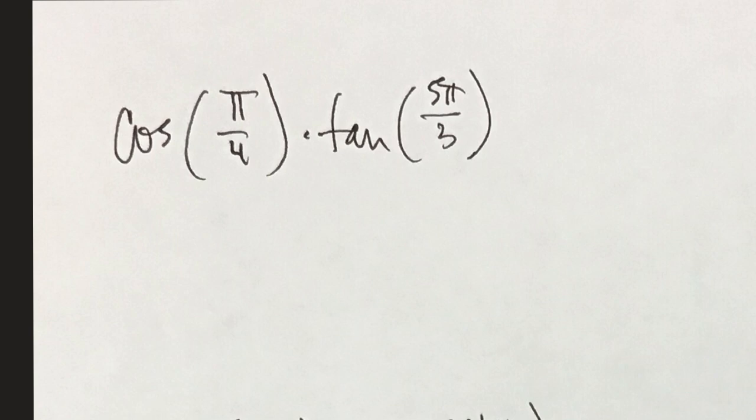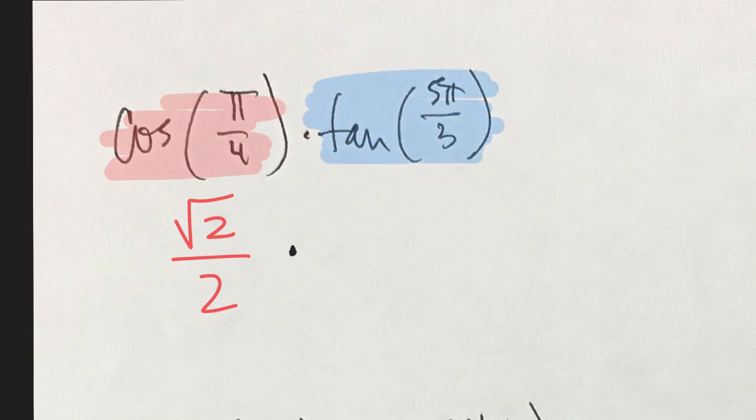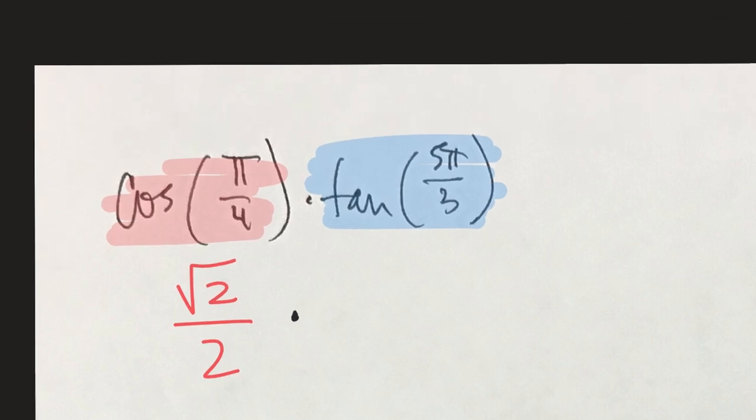So we go to your unit circle and we evaluate the cosine at pi over 4, and we find that cosine of pi over 4 is root 2 over 2. And then we're going to multiply that by the tangent. So we go to our unit circle and we figure out where the tangent is at 5 pi over 3. Now the tangent is a ratio of y over x. So the x value at 5 pi over 3 is, let's see, 1/2.